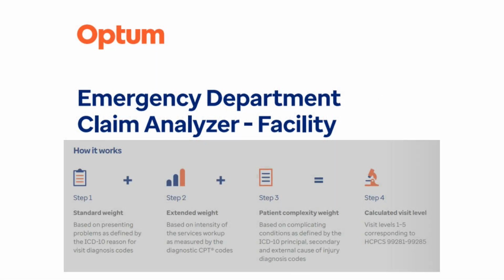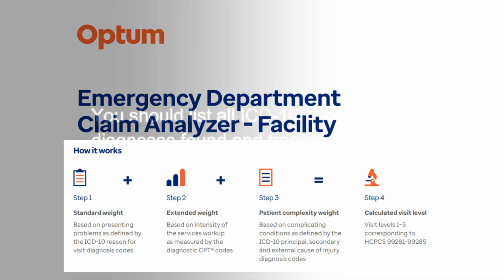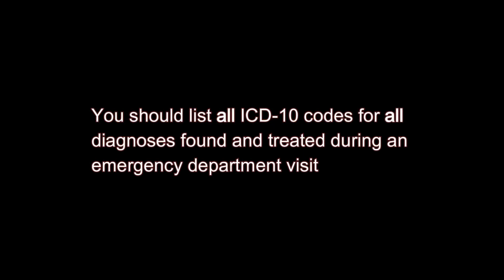And yes, it used the final diagnosis via the ICD-10 codes on the patient's chart. This often leads to downcoding or denials. This should not happen, but it does. You can read more about UnitedHealthcare's Emergency Department Claim Analyzer from the link in the show notes. The discussion about ICD-10 codes will be further expanded upon in Part 6 of the series, but my main point is that you should list all ICD-10 codes for all diagnoses found and treated during an emergency department visit.